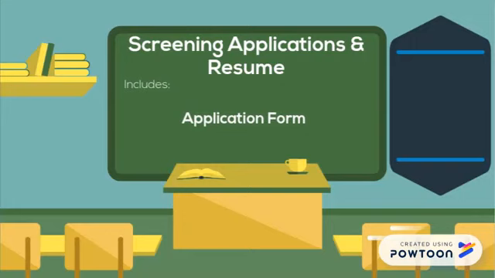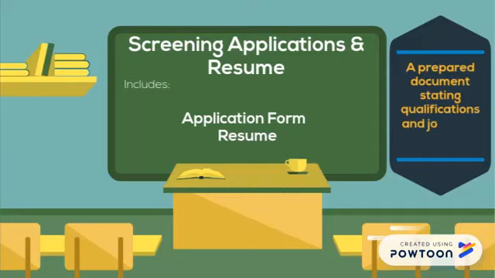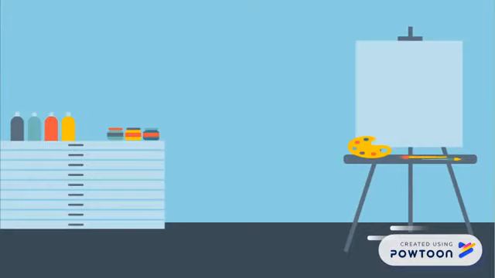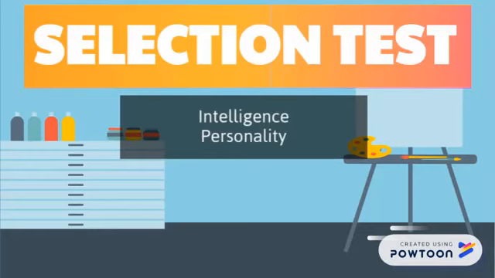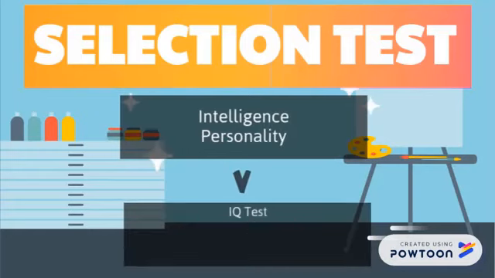Application form is a standardized form that they must fill in background and experience information, while resume is a document that is prepared by an applicant stating his qualification and career goals. Next one is selection test. This is going to evaluate candidates such as in intelligence and personality. There will be IQ test, personality test, technical test, and so on.